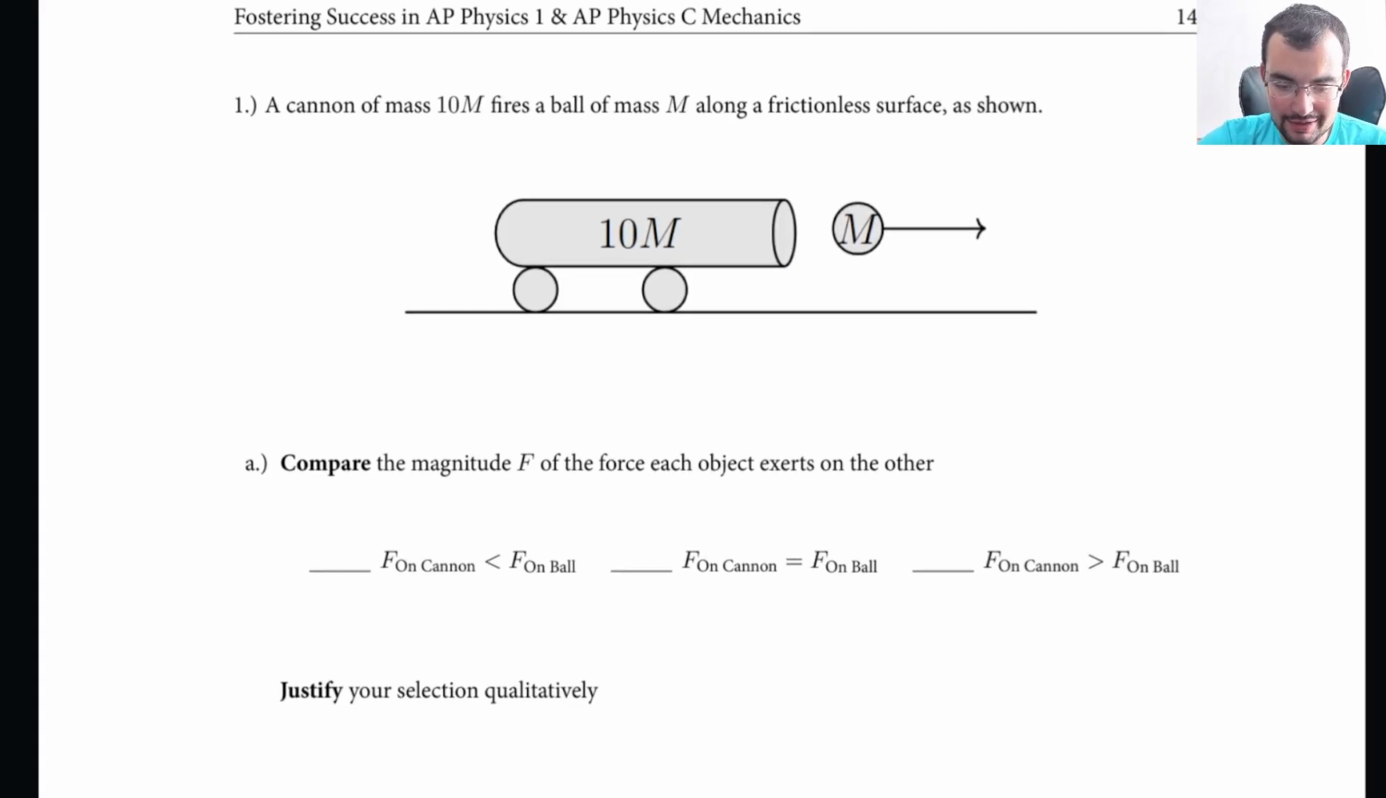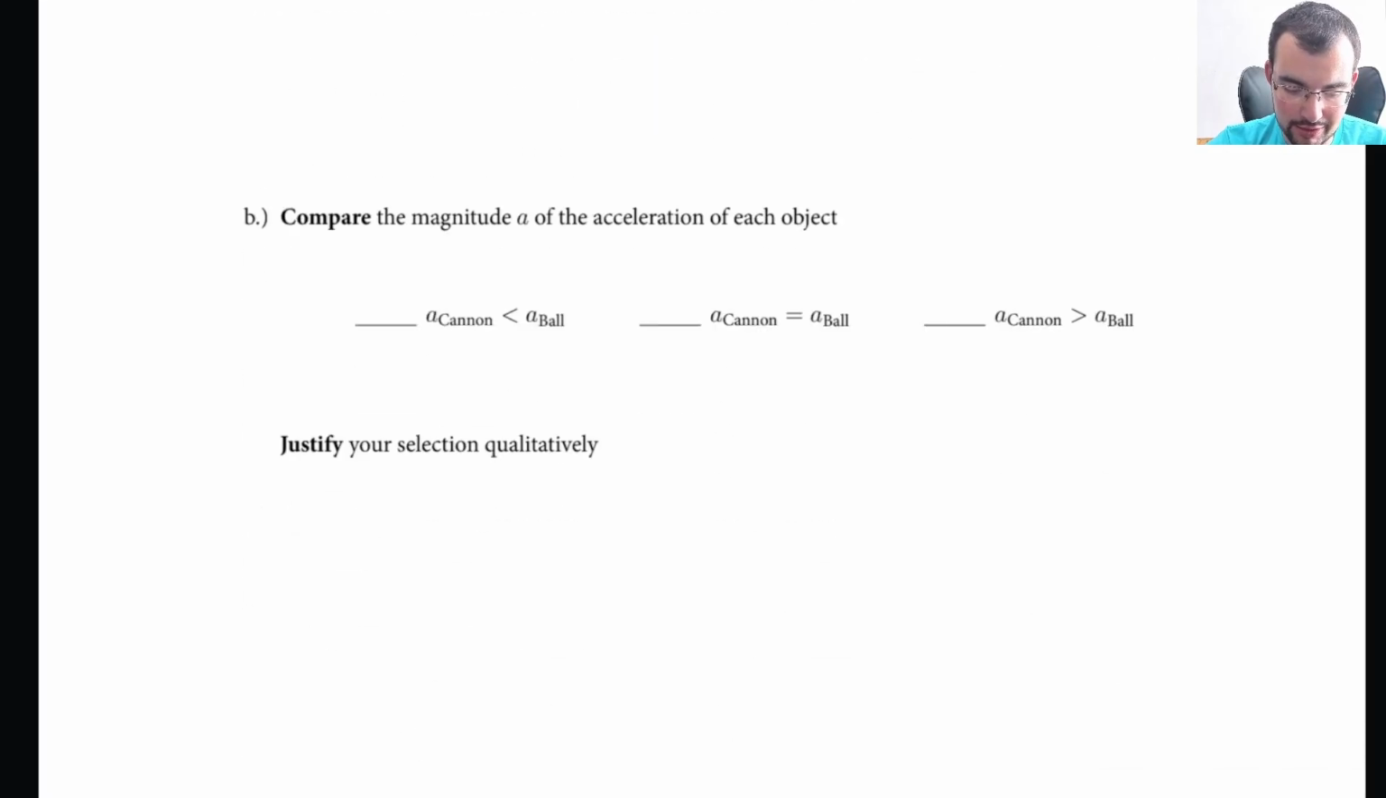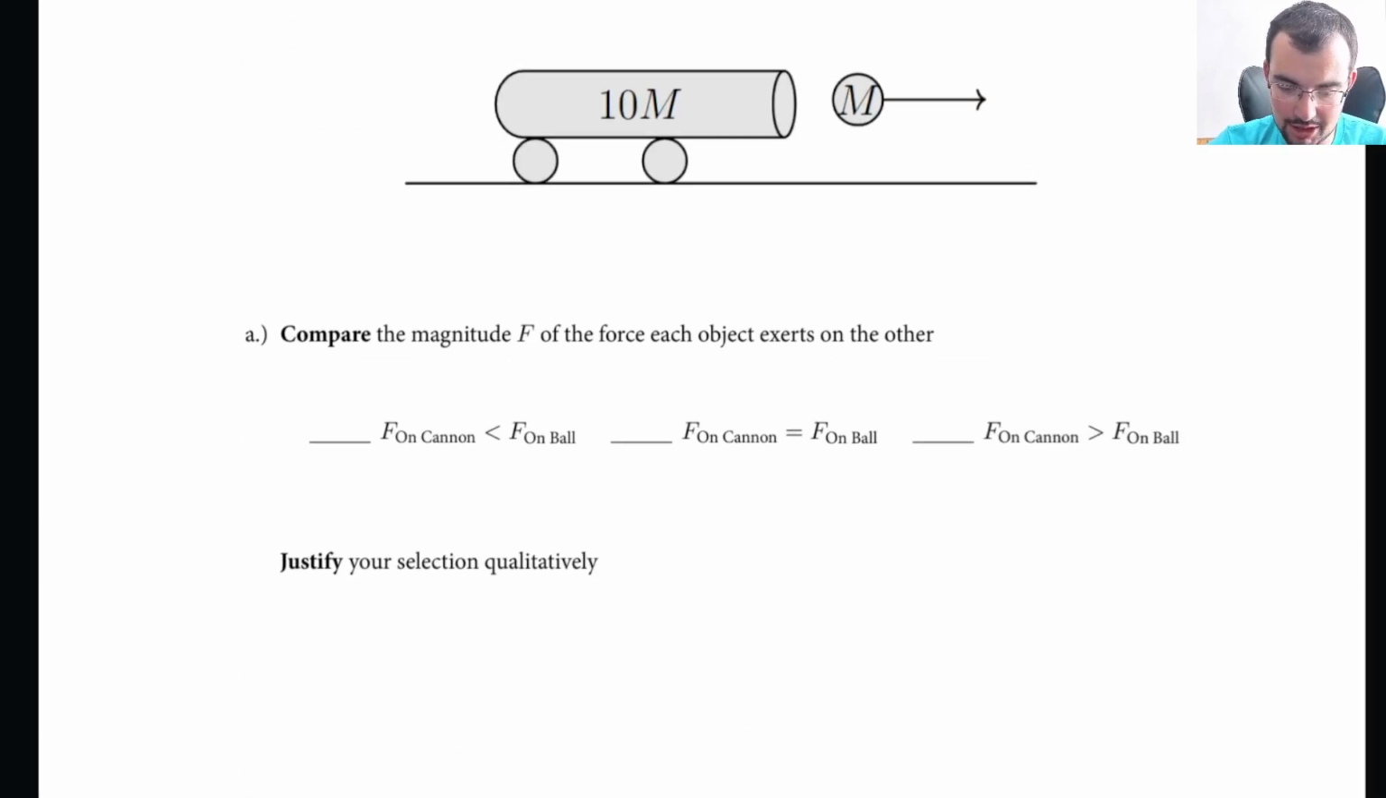All right, we have a cannon, very professionally designed cannon here. Thank you to my art department, me. A cannon of mass 10m fires a ball of mass 1m along a frictionless surface as shown. Compare the magnitude of the force each object exerts on the other. That's our first thing. Then we're going to look at acceleration, and then we got to compute something.